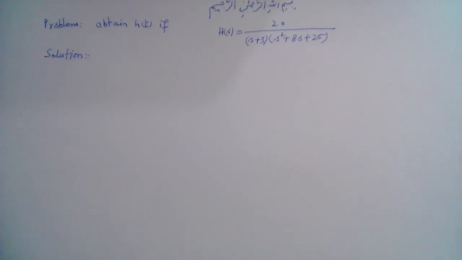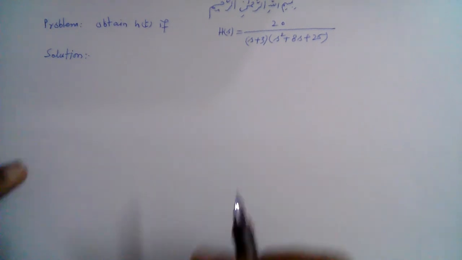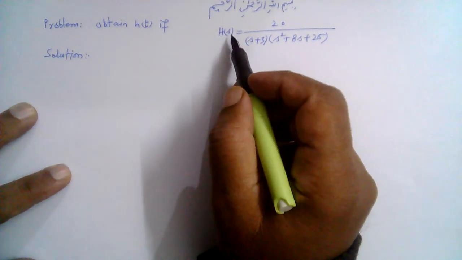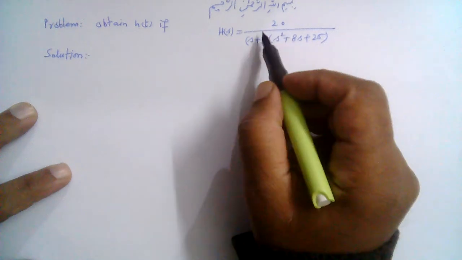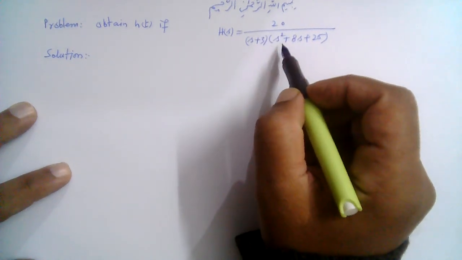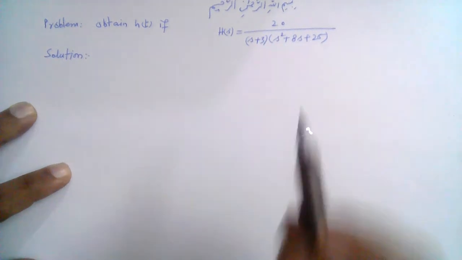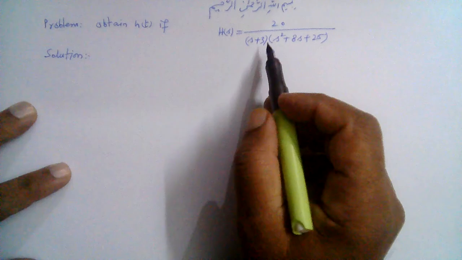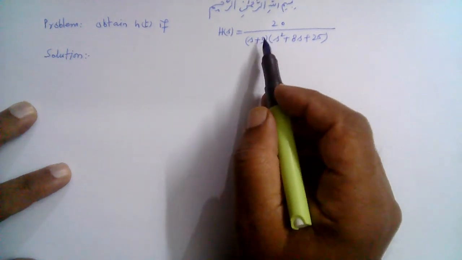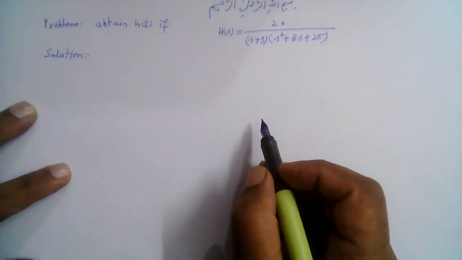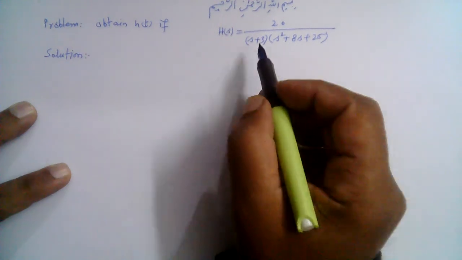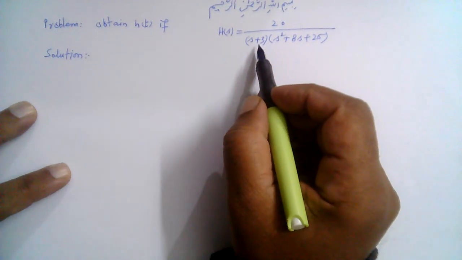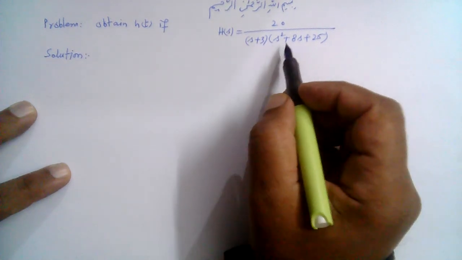Bismillahirrahmanirrahim. Obtain h of t if h of s is equal to 20 over (s plus 3) into (s square plus 8s plus 25). So we need to find the inverse Laplace transform of this given h of s to obtain h of t. In the denominator we have the simple pole s plus 3 and this quadratic term.